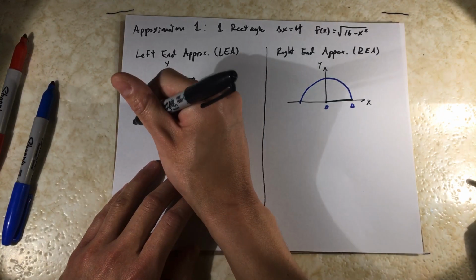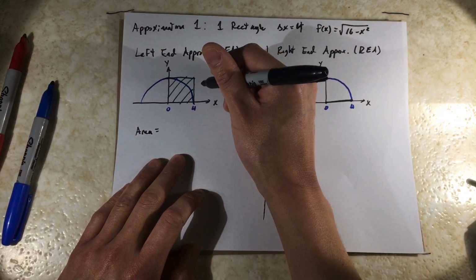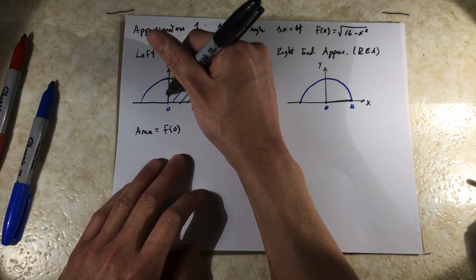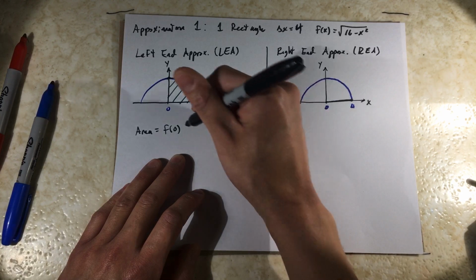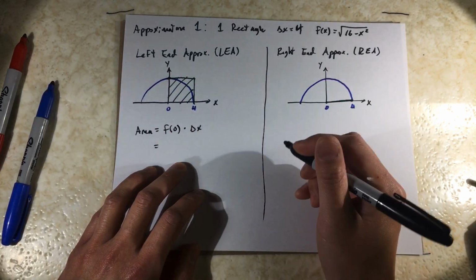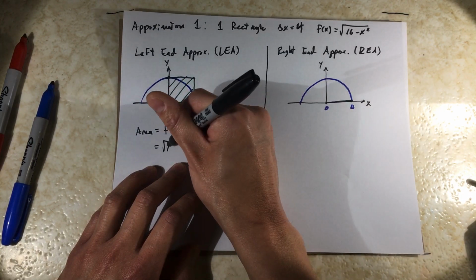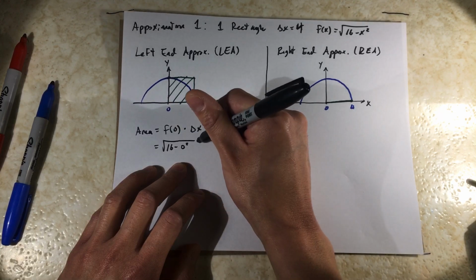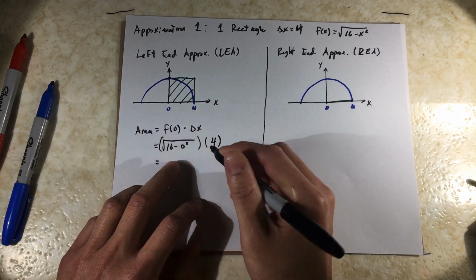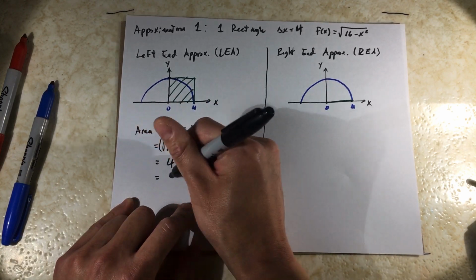All right. So here, the area is going to be equal to the height, which in this case is f of 0, the y value at this point, times the width delta x. f of 0, we just have to plug that in. So it's the square root of 16 minus 0 squared, and delta x is 4. So this is the square root of 16, which is just 4, times 4. So the area is 16.